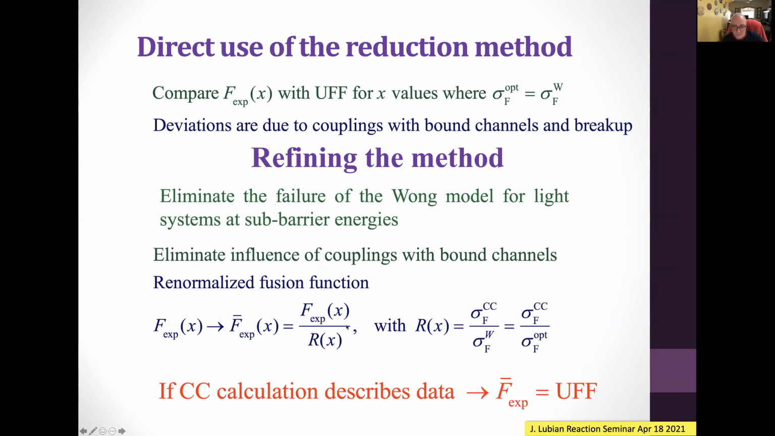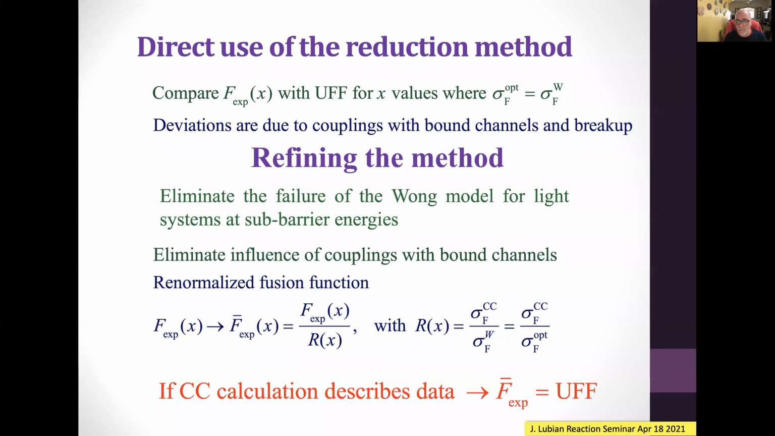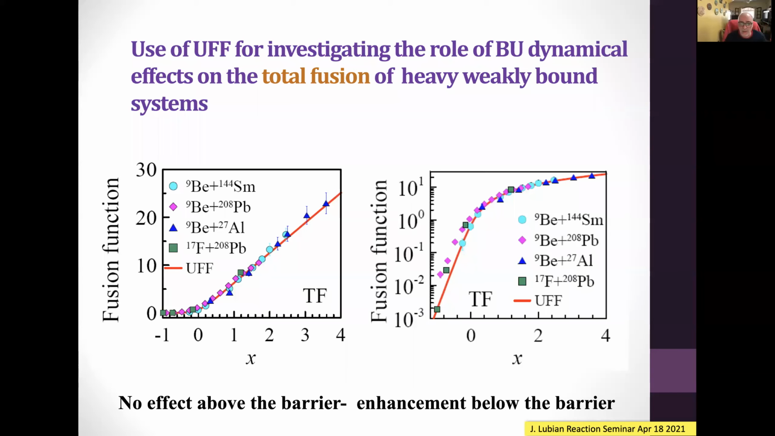Also, we can refine the problems we have in the Wong formula if we use these renormalized fusion functions that we divide by this coefficient that is nothing but the coupled channel divided by one channel calculation. So in fact, what we are showing here is the difference between coupled channels and one channel calculations. So using this method, we studied the total fusion. I will talk about only heavy systems here because our method to calculate complete and incomplete fusion has been applied by now only to heavy systems. So that's why I will concentrate in my talk here only on heavy systems. I am showing here a result, although here we have only one light system, because as I said, we have a universal function and we can put here any system with any mass or charge or whatever. To see the effect above the barrier, we use the linear scale. To see below the barrier, we use the logarithmic scale.